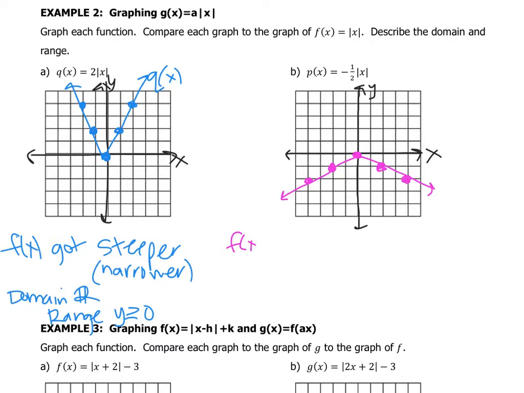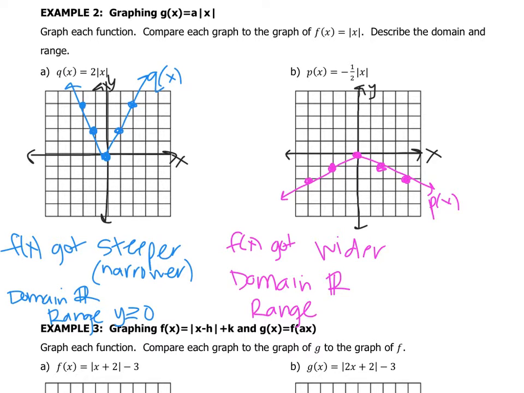So f of x, p of x, f of x got wider. And again, you don't have to say how much wider it got, you just have to say it got wider. The domain is all real numbers, and the range is actually now only the negatives, because now if you look, there's no graph in the positive y values. It's only in the negatives. So our range is actually y has to be less than or equal to 0.